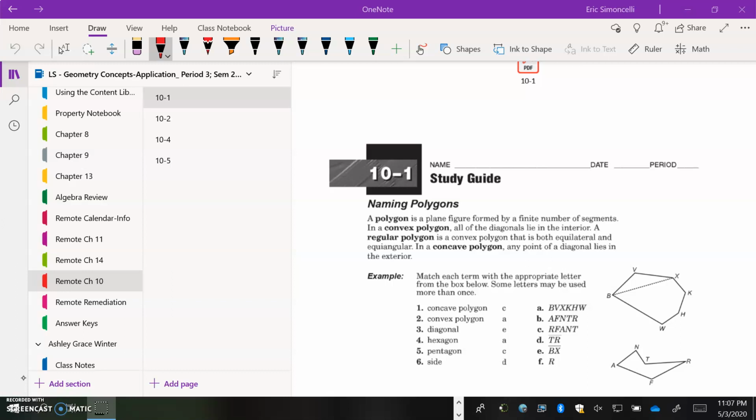It says match each term with the appropriate letter from the box below. Some letters may be used more than once. Okay. So number one, concave polygon. Again, if you look up above, it says in a concave polygon, any point of a diagonal lies in the exterior. So with the convex polygon being, as we've seen, the more fundamental type of polygon, with triangles starting our discussion there.